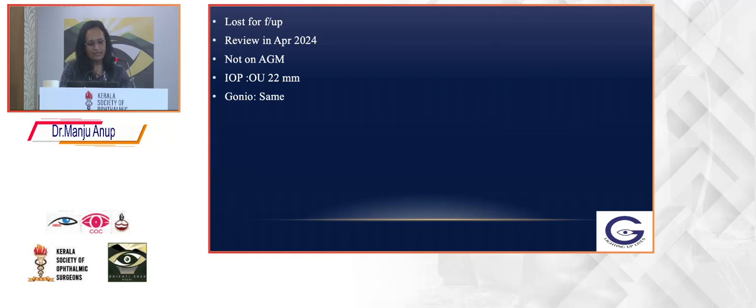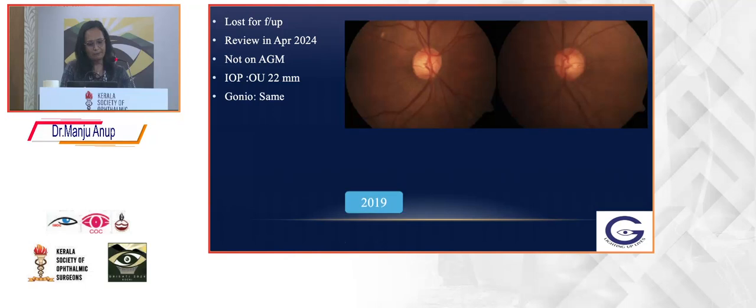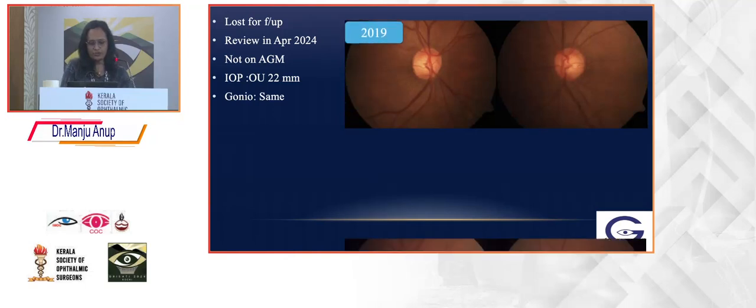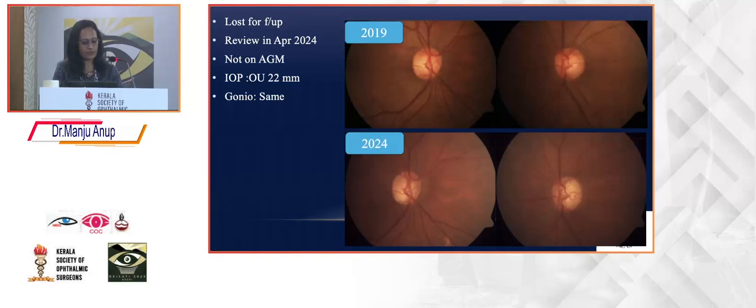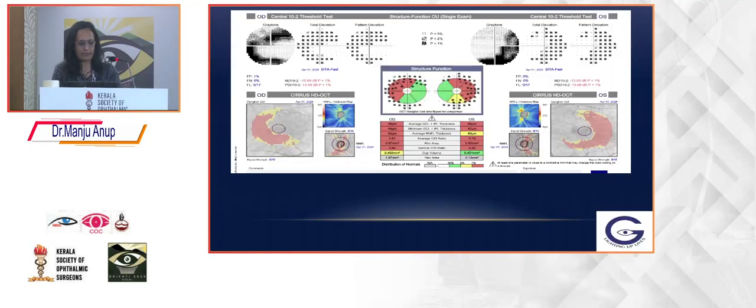She was not on any anti-glaucoma medications, and her intraocular pressure was 22 millimeters at that time. Gonioscopy was the same. So this was the picture in 2019, and in 2024, both the discs were showing advanced damage with RNFL defects, and intraocular pressure was 22 millimeters. Her fields and OCT were showing significant damage in both eyes, and she was started on prostaglandin analogs. Her intraocular pressure had dropped down to 14 millimeters of mercury in both eyes.